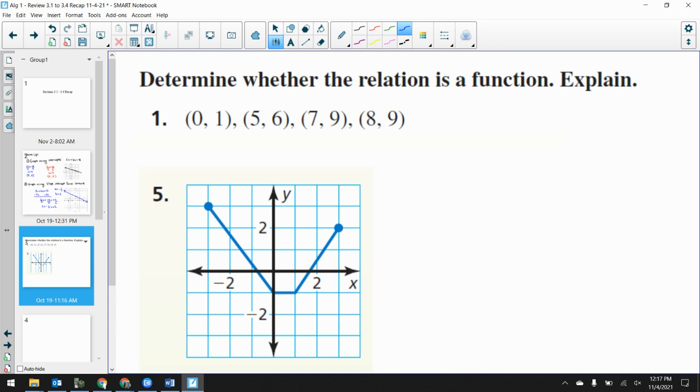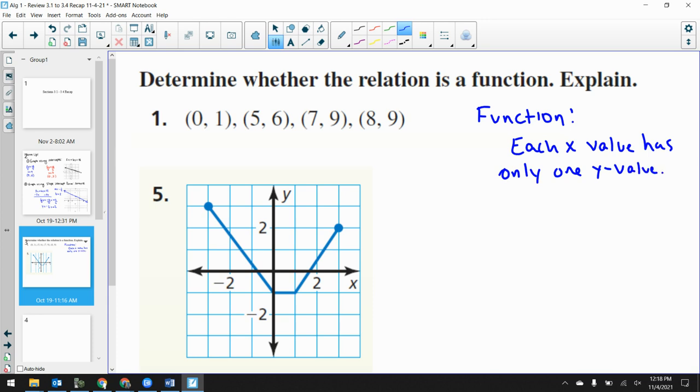Here's what I mean. Okay. Are there any other 0 commas other than this point? Nope. Any other 5 commas? Nope. 7? Nope. 8? Nope. So is this a function? Yes. We can say that this is a function, and the explanation would be each x value has only one y value. Okay? Each x value has one and only one y value.